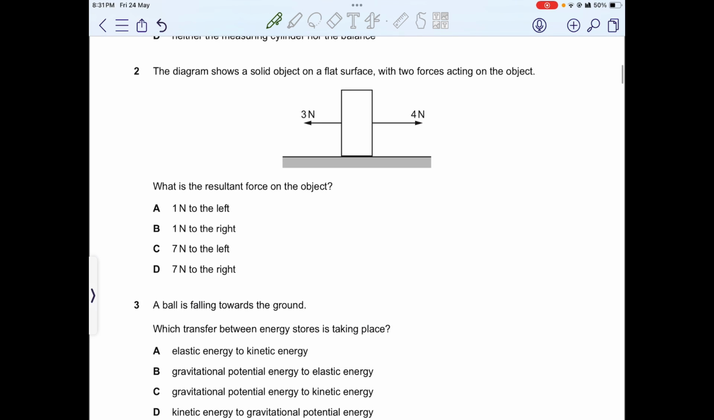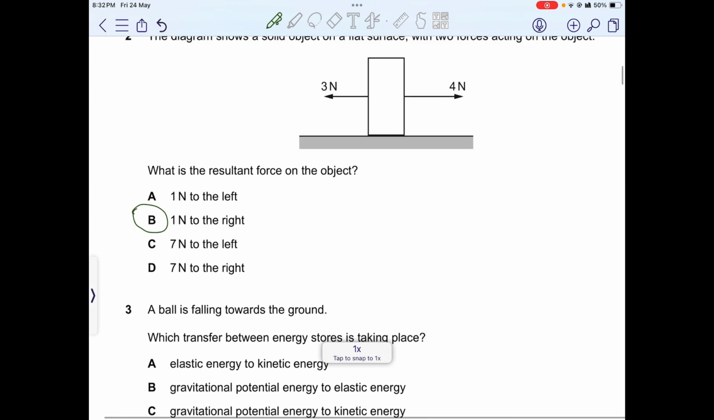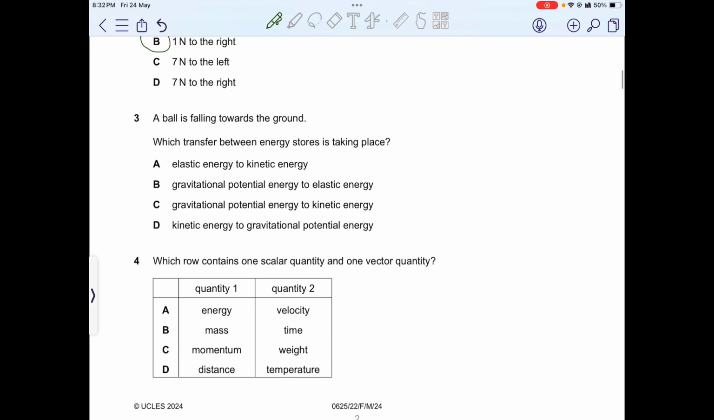The second question says the diagram shows a solid object on a flat surface with 2 forces acting on it. There's a 3 Newton force to the left and a 4 Newton force to the right. The resultant force is in the direction of the force which is greater, that is 4 Newtons here. The difference is 1 Newton and the larger force is towards the right. So it will be 1 Newton towards the right. Pretty easy question.